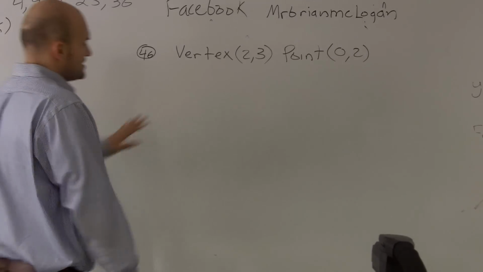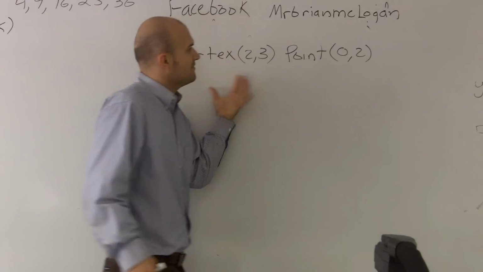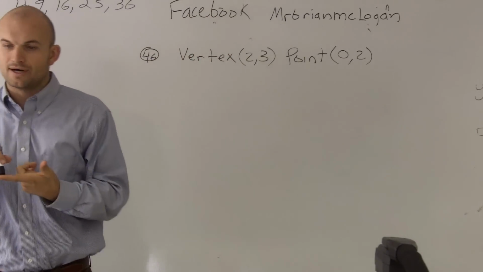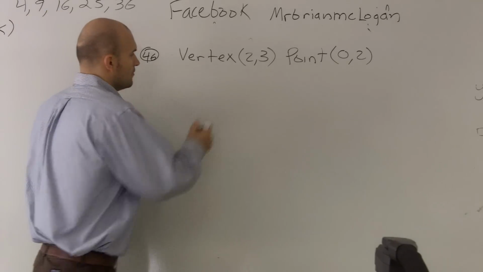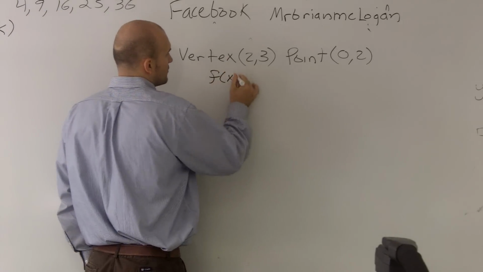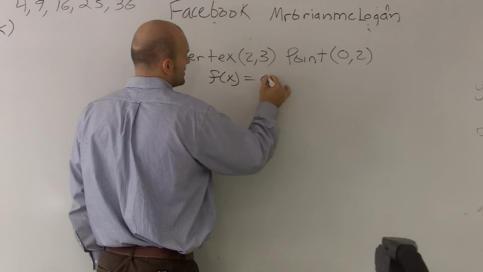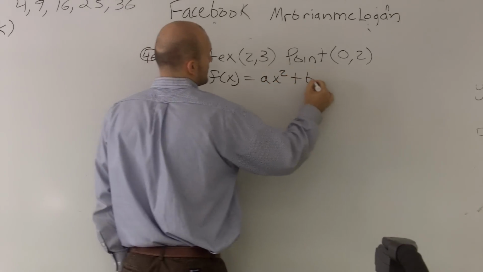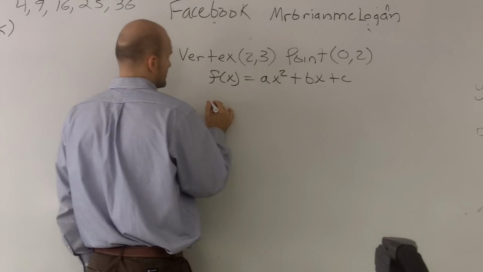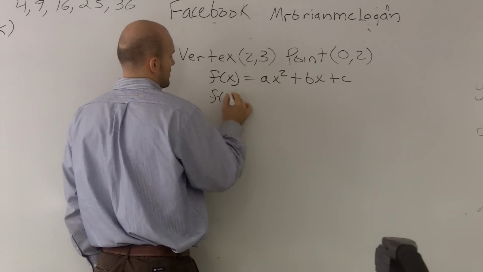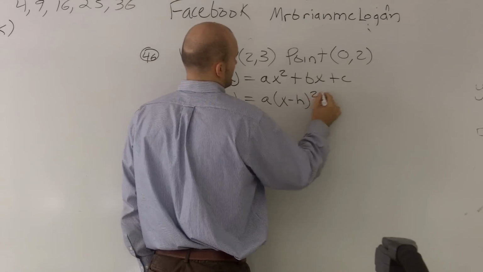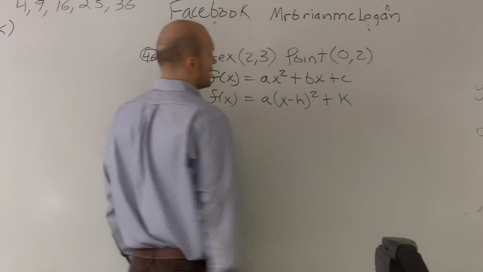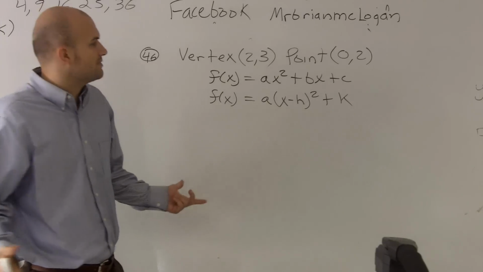So when we're given the vertex and a point, we want to find the equation for our quadratic function. Well, you guys can remember that we have two forms that we write. We can either write the quadratic form, or we can write it in standard form. All right? So these are two different forms that we use.